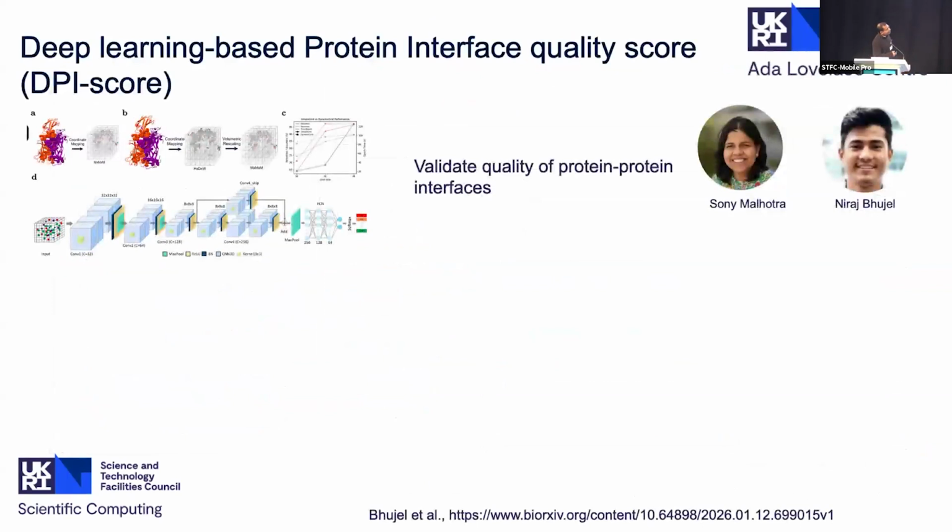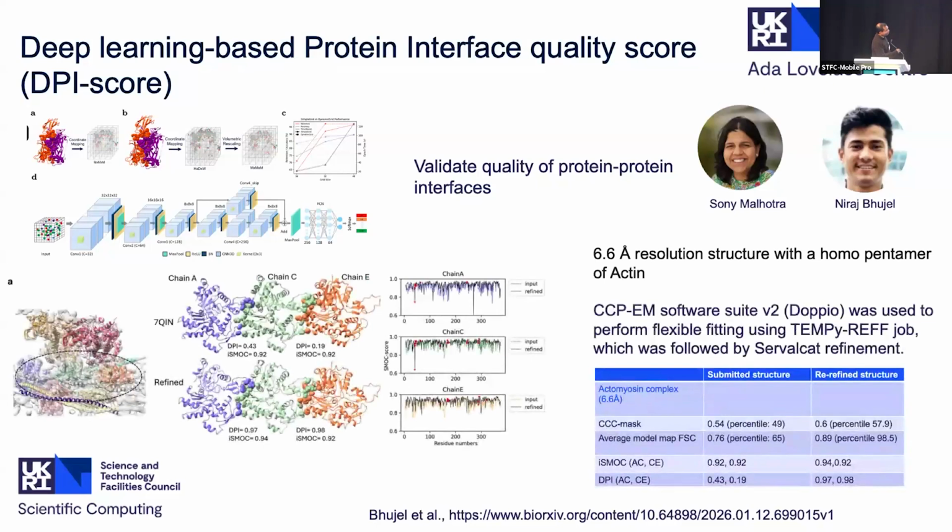Okay, so another tool to highlight is what we call DPI score. So it's a deep learning based tool for evaluating protein-protein interaction. So if you have a complex made of multiple protein-protein interfaces, you can run the score and get scores for each of these interfaces. So here's an example from EMDB.